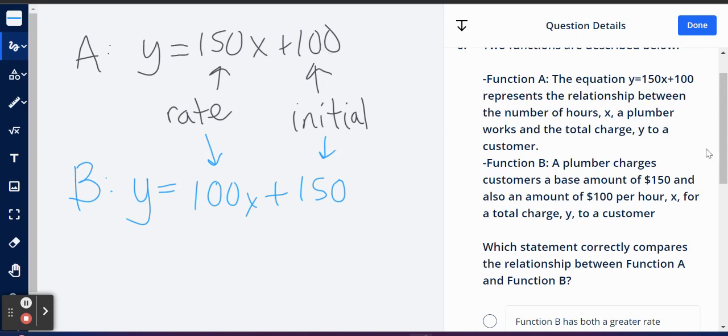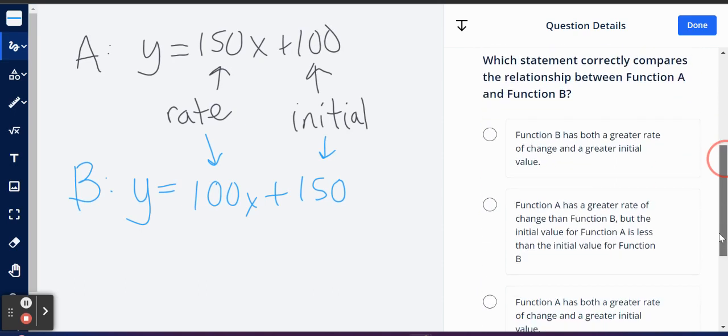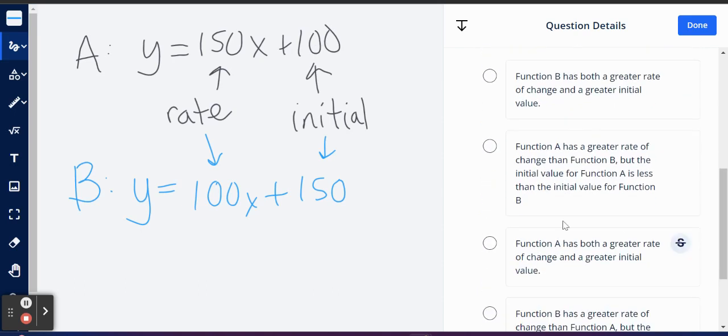All right, so is that one of our choices? Function A has a greater, we know it's not this one. Function A has a greater rate of change than function B, which it does, but the initial value for function A is less than the initial value for function B. And that's the case right here, right? 100 is less than 150. So that is my choice.